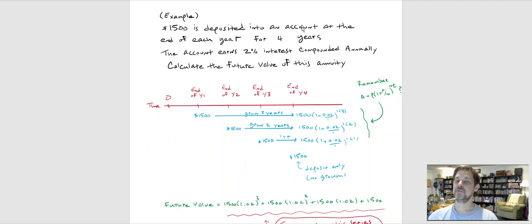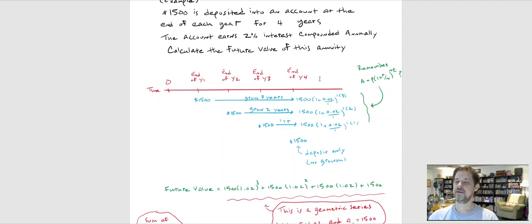So into an account at the end of each year for 4 years, the account earns 2% interest compounded annually. Okay, so we're going to make the payments at the same frequency as the interest is compounded. We make the payment at the end of the year, and the interest is compounded yearly also. Calculate the future value of this annuity. Now, the future value is just what you end up with, all the payments and all the interest they earn added together. Let's talk about how that would happen.